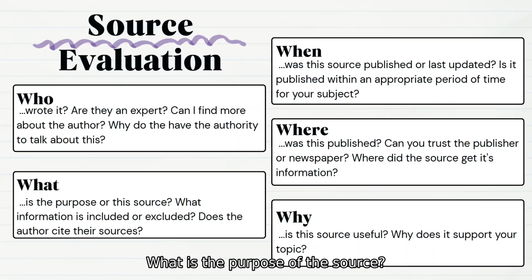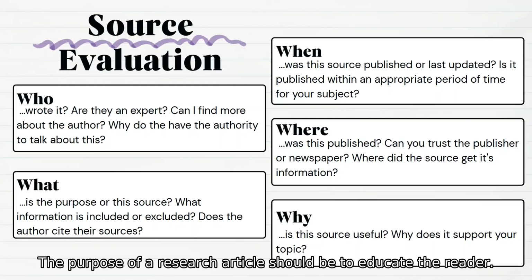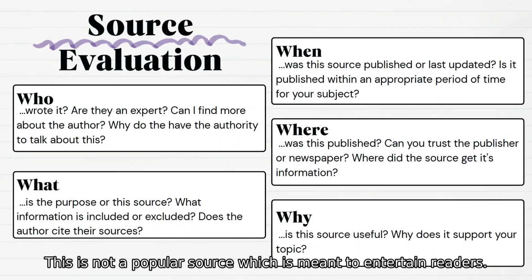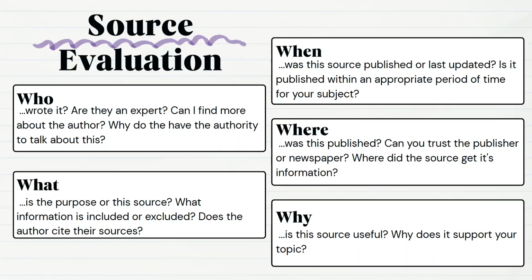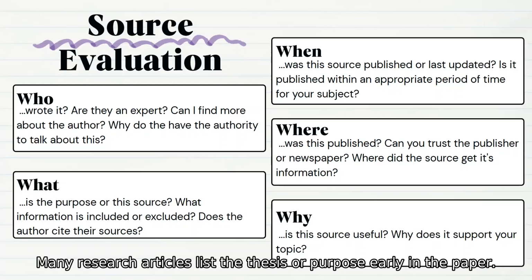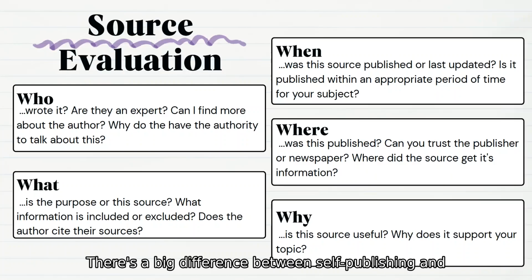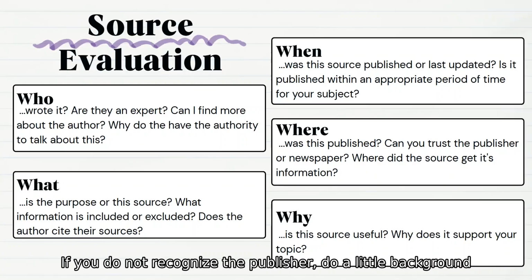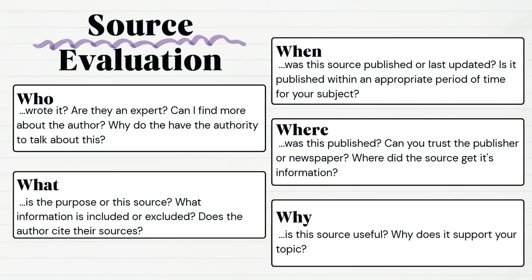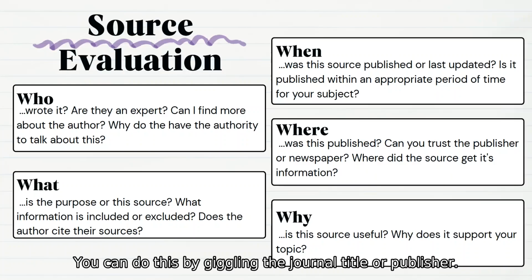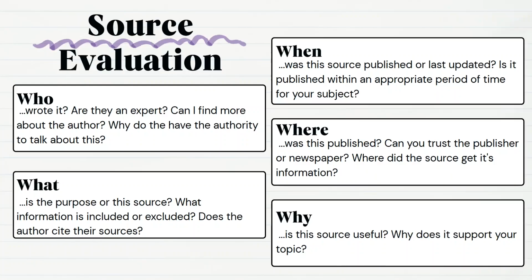What is the purpose of the source? The purpose of a research article should be to educate the reader. This is not a popular source which is meant to entertain readers. Many research articles list the thesis or purpose early in the paper. Where was it published? There's a big difference between self-publishing and a peer-reviewed journal. If you do not recognize the publisher, do a little background research to make sure they are reputable. You can do this by Googling the journal title or publisher.